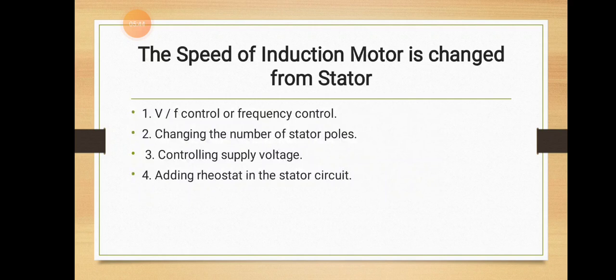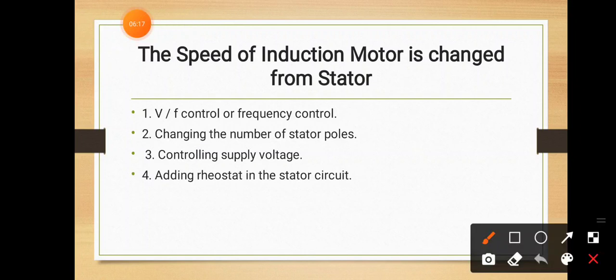So the speed of the induction motor can be controlled from the stator side and also from the rotor side. So there are different types, that is voltage to frequency control, or it is called frequency control, then changing the number of stator poles, and by controlling the supply voltage, and also by adding the rheostat in the stator side.